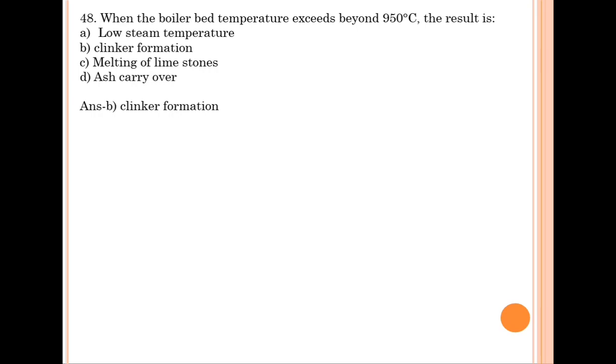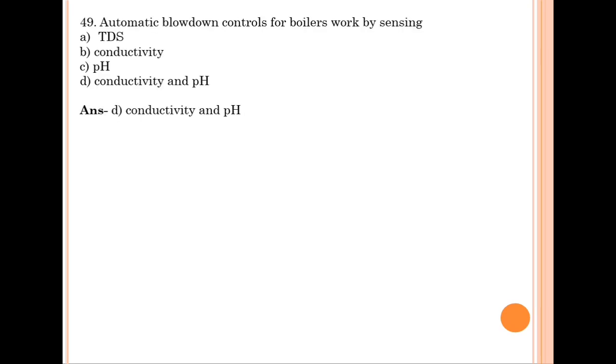When the boiler bed temperature exceeds beyond 950 degree, the result is, we have already discussed this in the earlier chapter so many times, there is a chance of clinker formation. So option B is the right answer, and also there is a chance of NOx formation due to high temperature combustion.